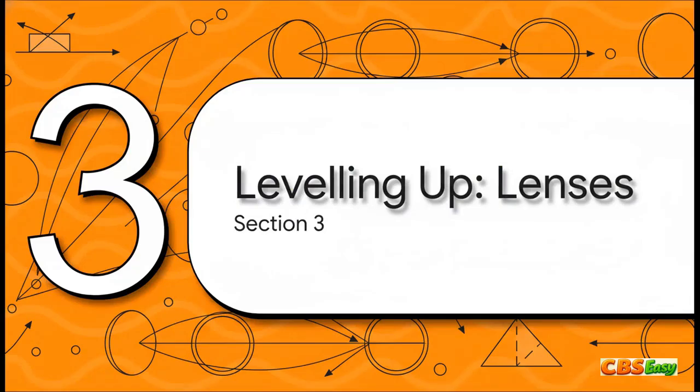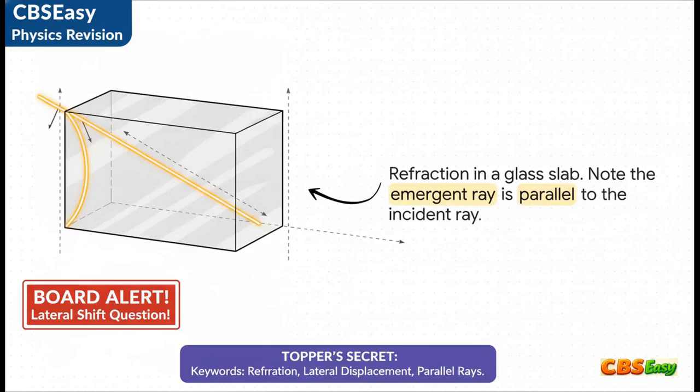Awesome. We've tackled mirrors. Now let's level up and see how this all applies when we talk about lenses, which, by the way, are all about refraction. But before we get to lenses, just look at this glass slab for a second. See how the light ray bends when it enters the glass, and then it bends back again when it leaves? The ray that comes out is parallel to the ray that went in. It just shifted a bit. That's refraction. And that's exactly what's happening inside a lens, just with curved surfaces instead of flat ones.